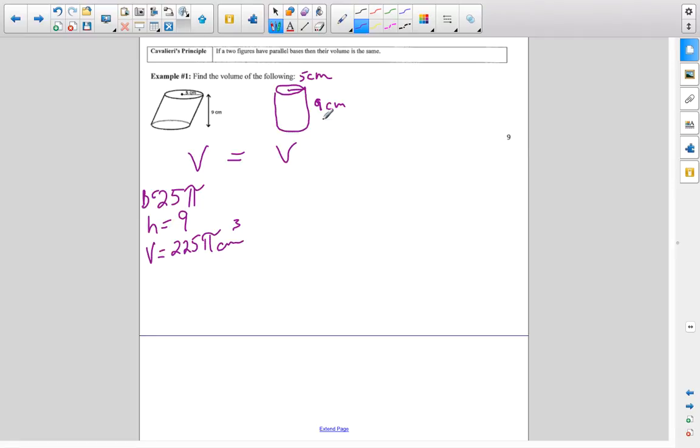Now when I go over here to the one that's standing straight up, the area of the base is 25 pi. The height is 9. Therefore, its volume is 225 pi centimeters cubed. So Cavalieri's principle says if two figures have parallel bases that are equal and they have the same height, then their volume is the same.